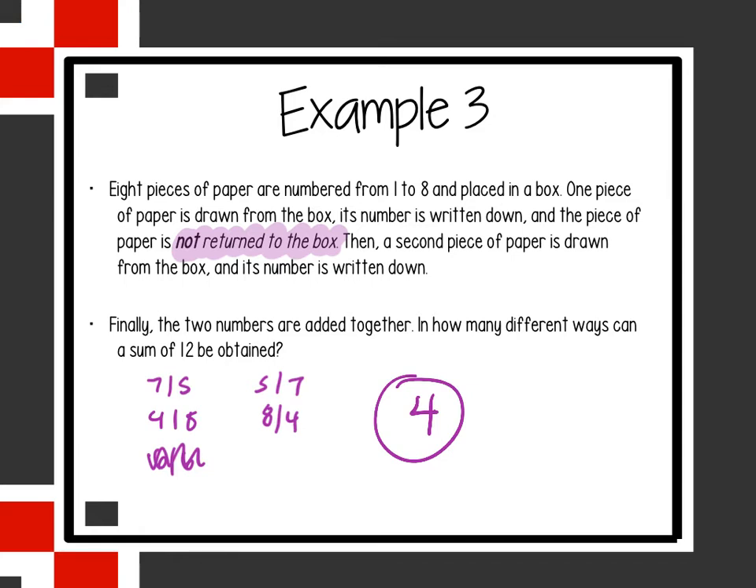If you didn't return the thing back to the box, could you not do 5 and 7? So these are completely separate ones. If I take a 7 first, the 5's still in there to take. If I take a 5 first, the 7's still in there to take. It's the second number in each pairing that would be impacted by the non-replacement. Does that make sense? Okay.